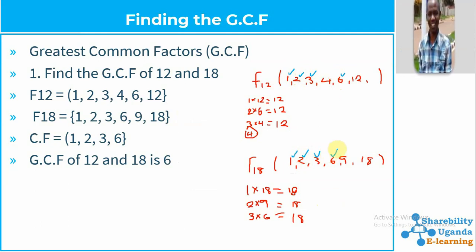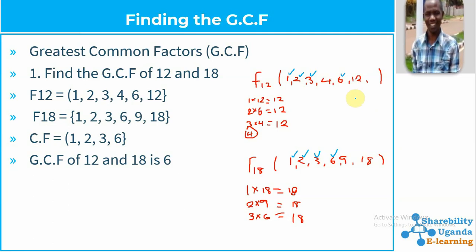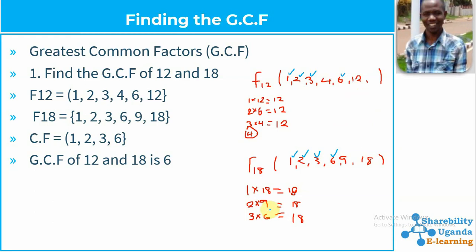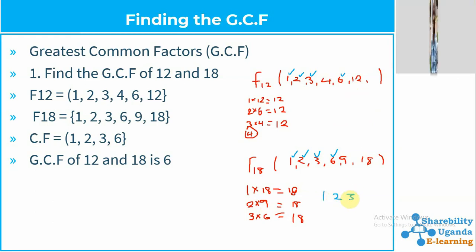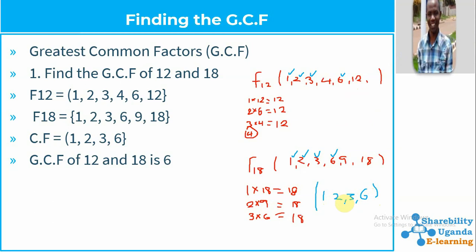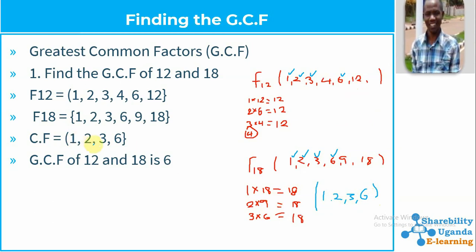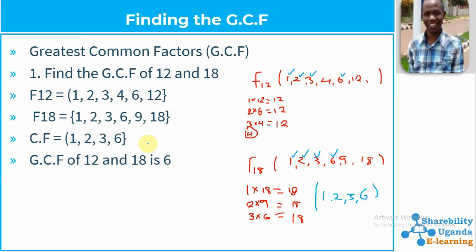Okay, please, we have this as common factors. Do we have a 9 there? No, the answer is no. So this simply means that now our common factors are going to be 1, 2, 3, then 6. So these are going to be our common factors. So when you come and see the answers that these people got, you can see we have a 1, 2, 3, 6. Those are our common factors.